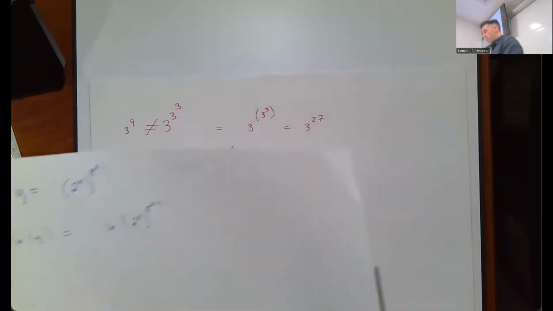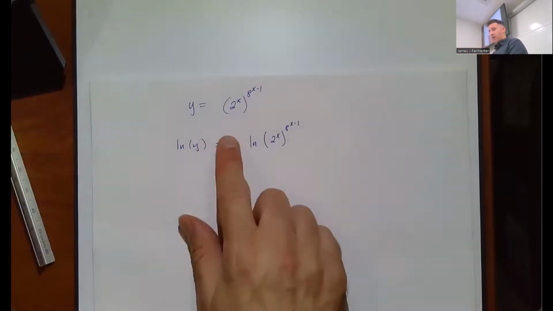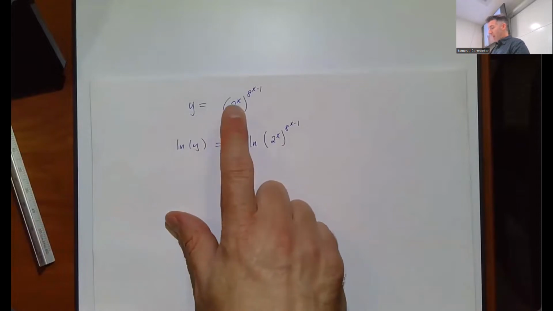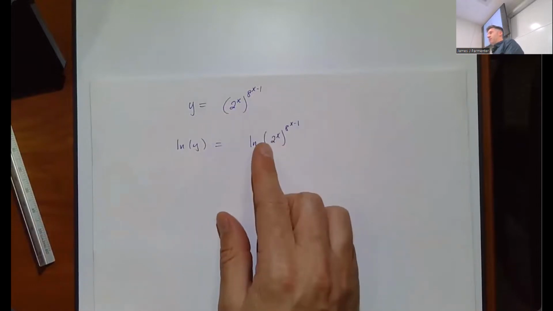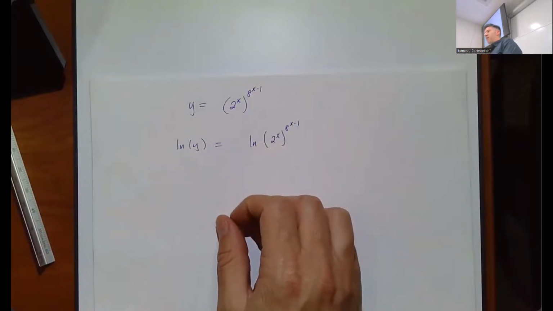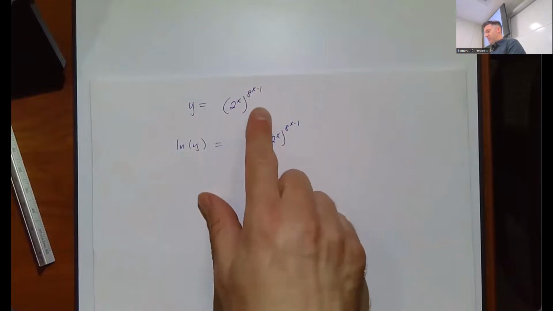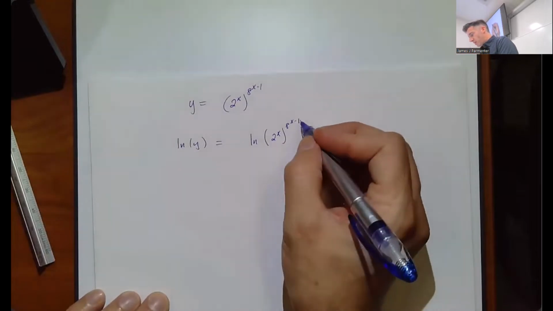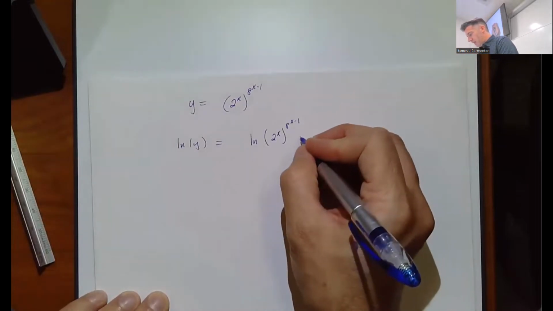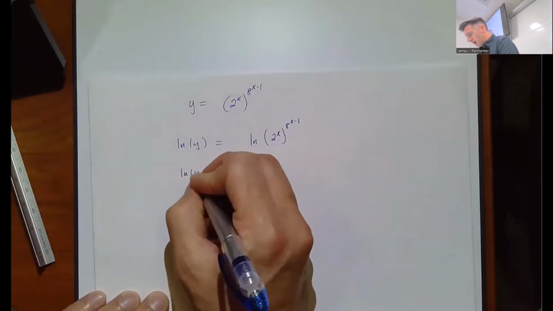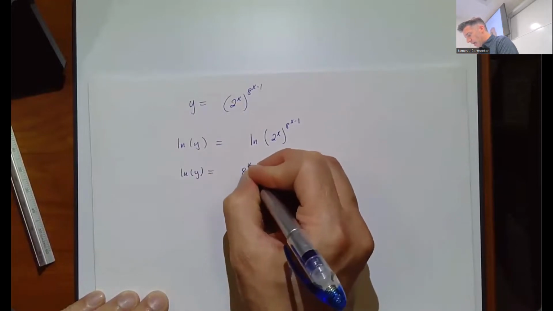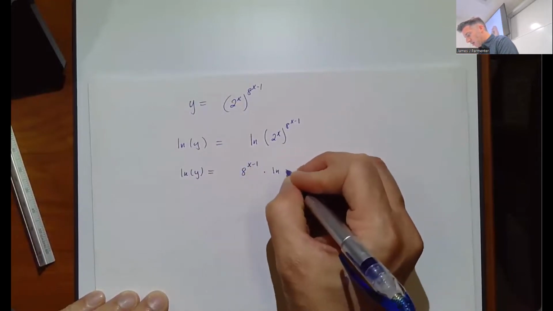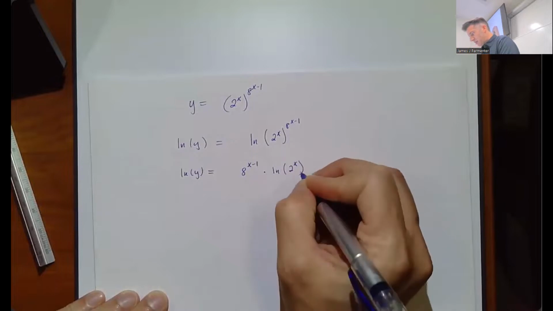Okay, so you couldn't, for example, say here that this is 2 to the x times 8 to the x minus 1. Or maybe you could, but I don't want to take that chance. There's just too many powers involved here. So now we're going to bring down the power. I'm going to get that the natural log of y equals 8 to the x minus 1 times the natural log of 2 to the x.